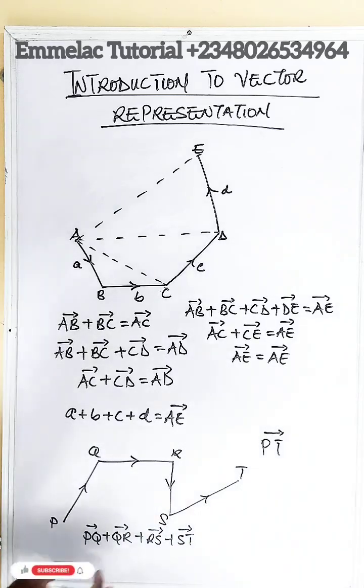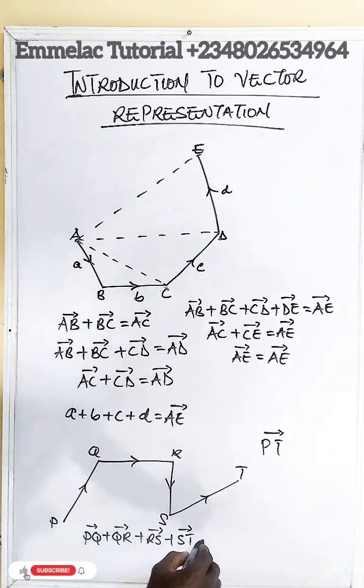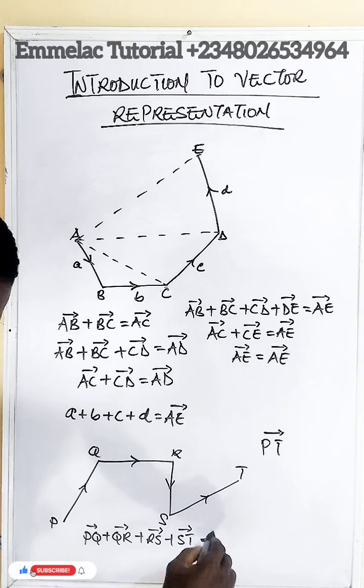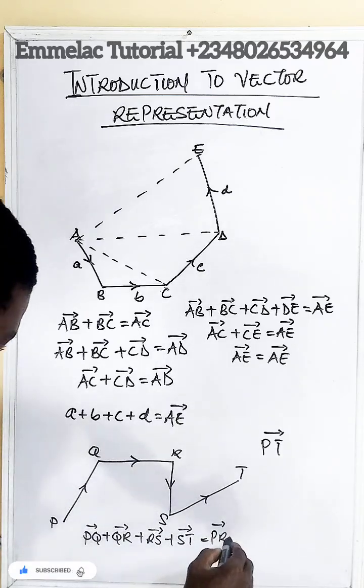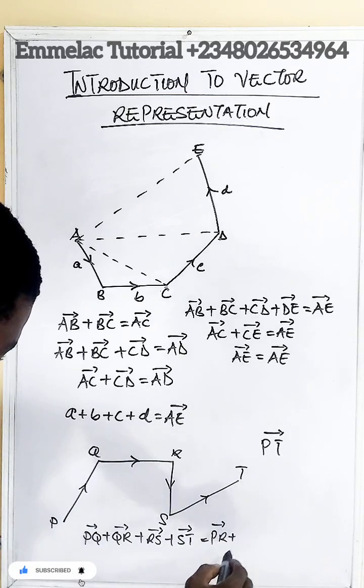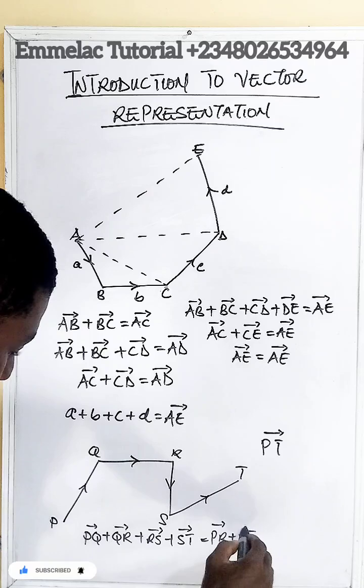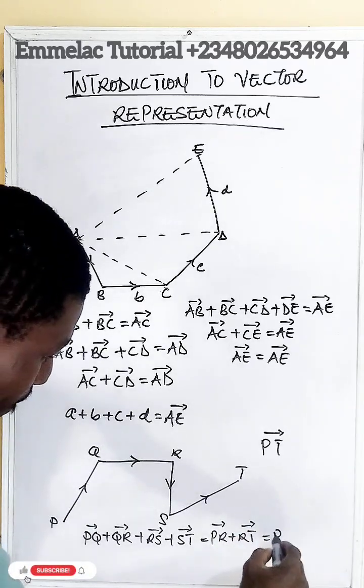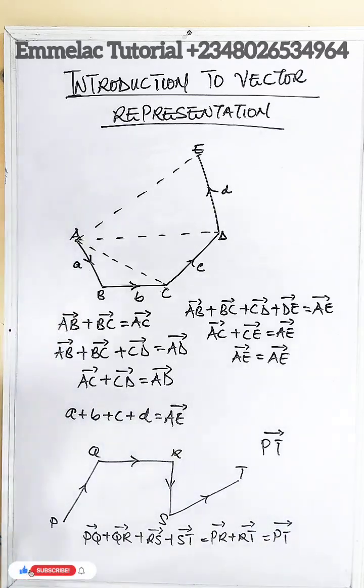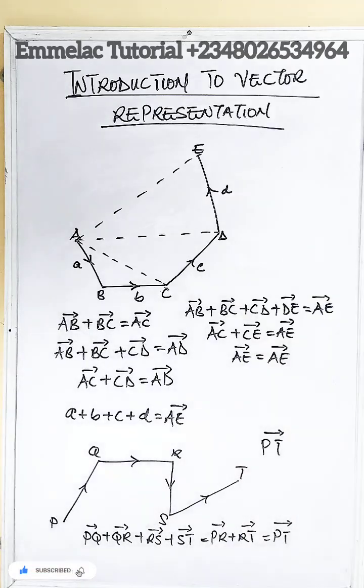Okay, now here you have, from here, this will give you PR, and this one will give us plus RT. You can see at the end of the day we have PT as the final answer. Alright, this is just the basics to vector representation.